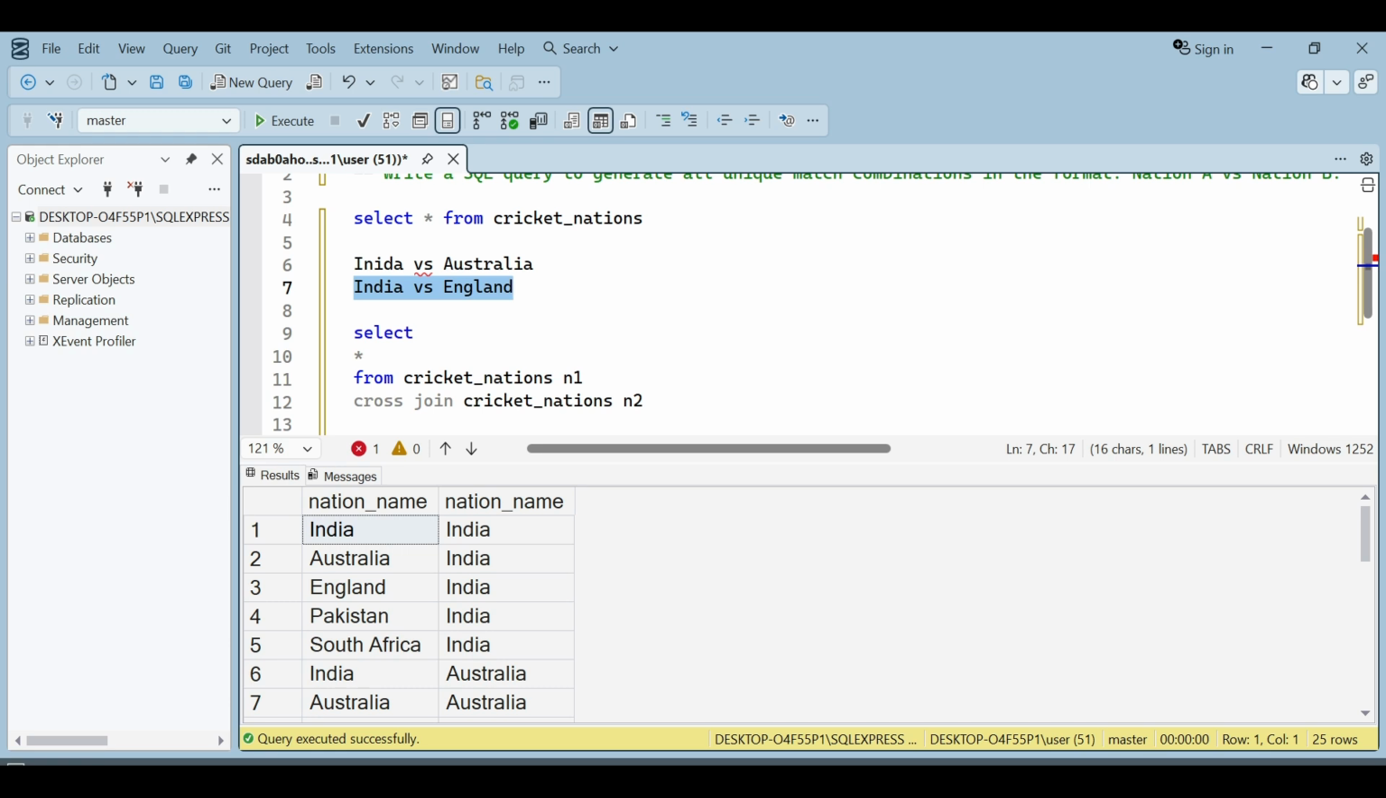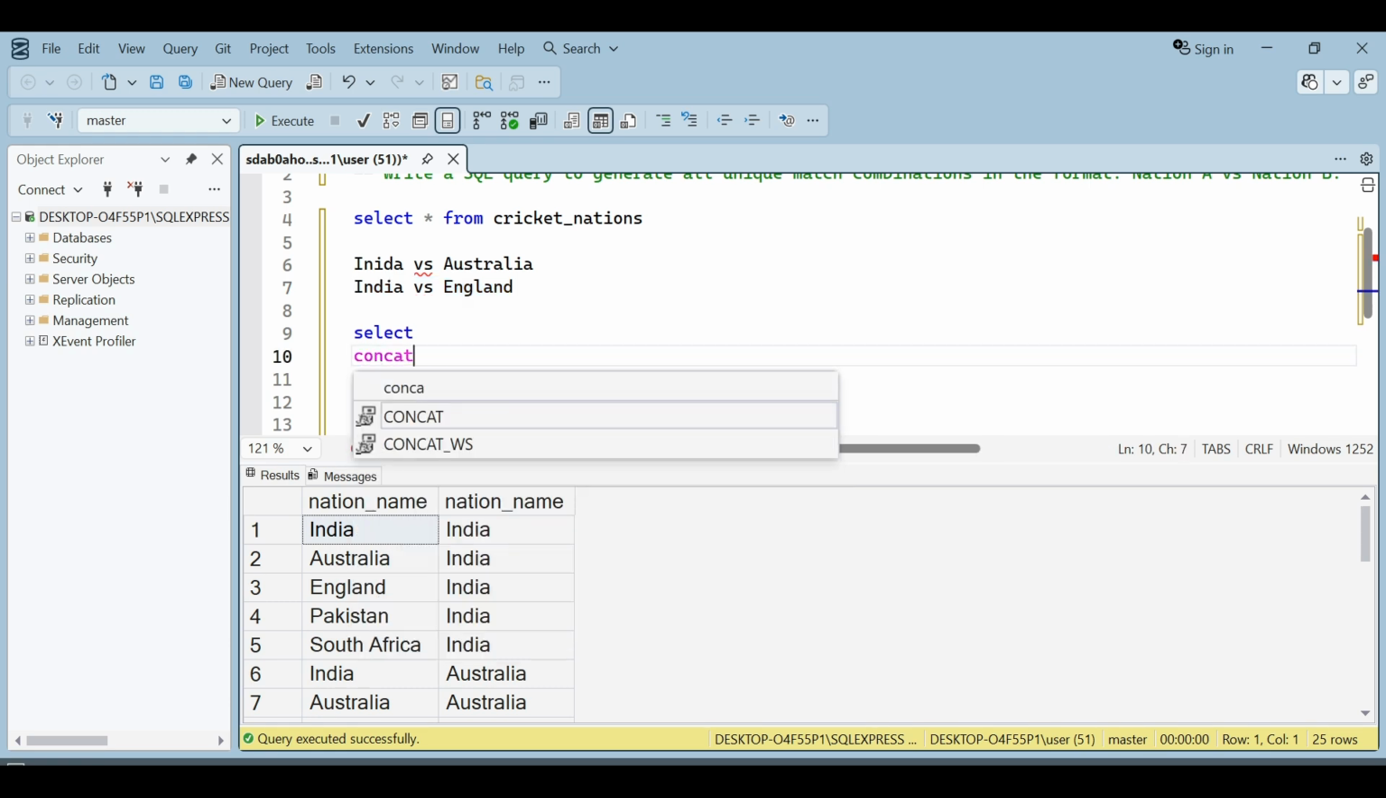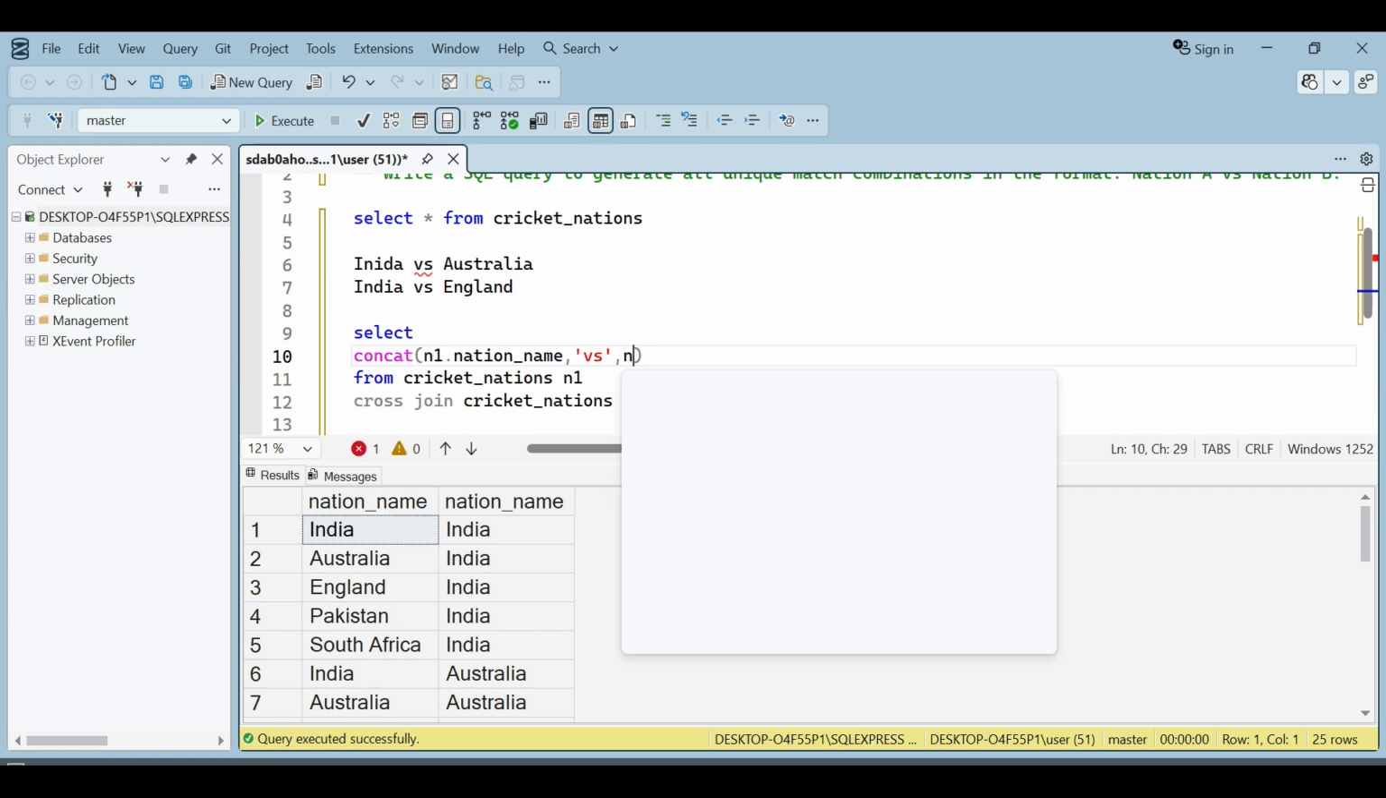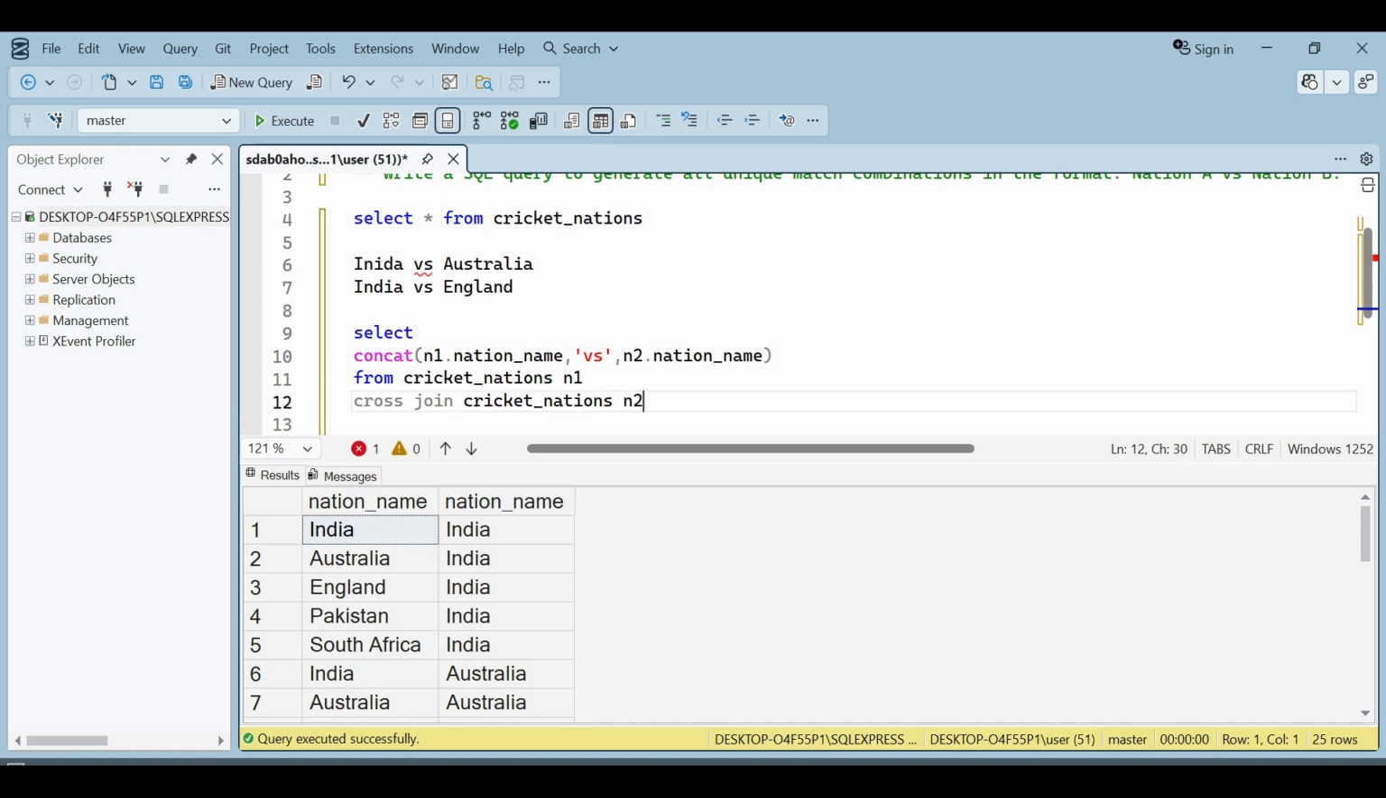So we will have to put a concat here. We will have to put concat, and what do we have to concat? We have to concat n1.nation_name, and with it we have to write this versus sign in between. So we'll put vs, and then we will put n2.nation_name, right? So this is what the output would now look like. It will look similar to this, but we have to put one more thing here.